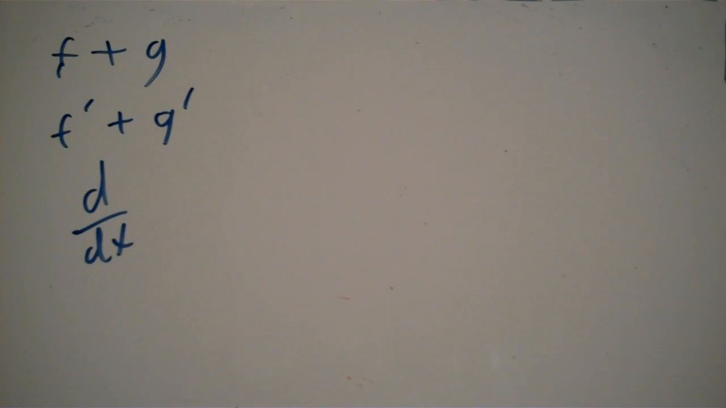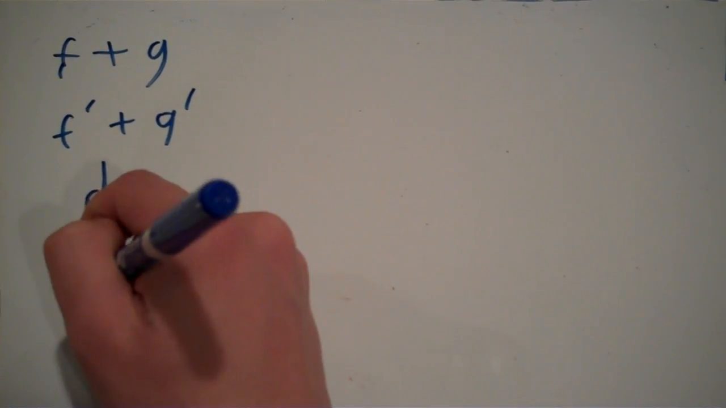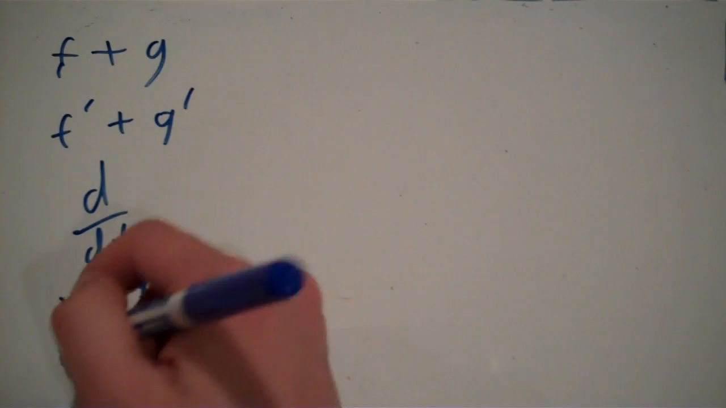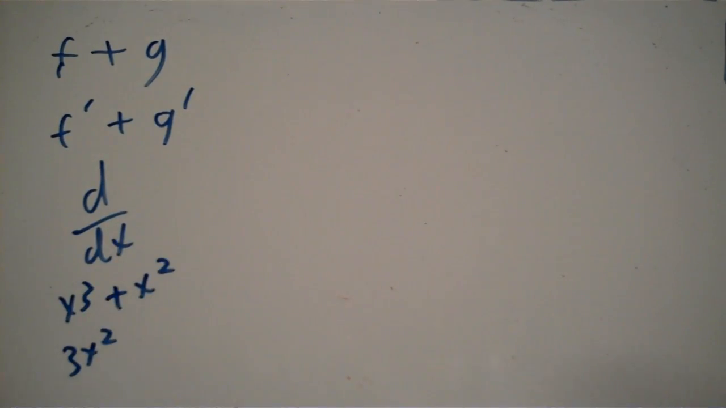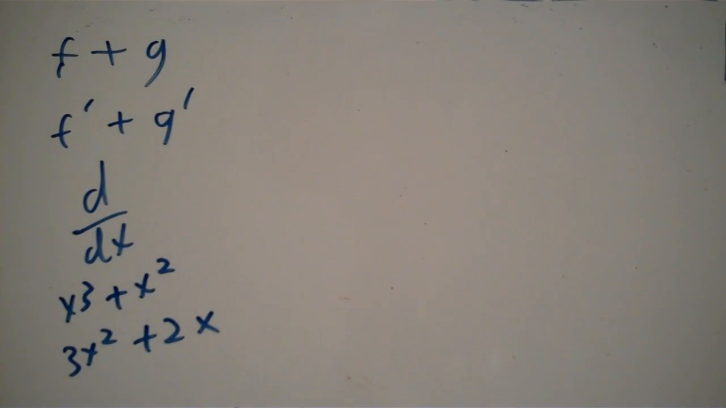Now, let's give an example of this adding property. So, say we have x cubed plus x squared. So what we'll do is we'll split them up individually. So we'll take the derivative of x cubed, so that gives us 3x squared, and we'll take the derivative of x squared, that gives us 2x. And then we just combine them back together. So the derivative of x cubed plus x squared is just 3x squared plus 2x. Now, this also works if you're subtracting functions, because subtracting is essentially just adding a negative function.